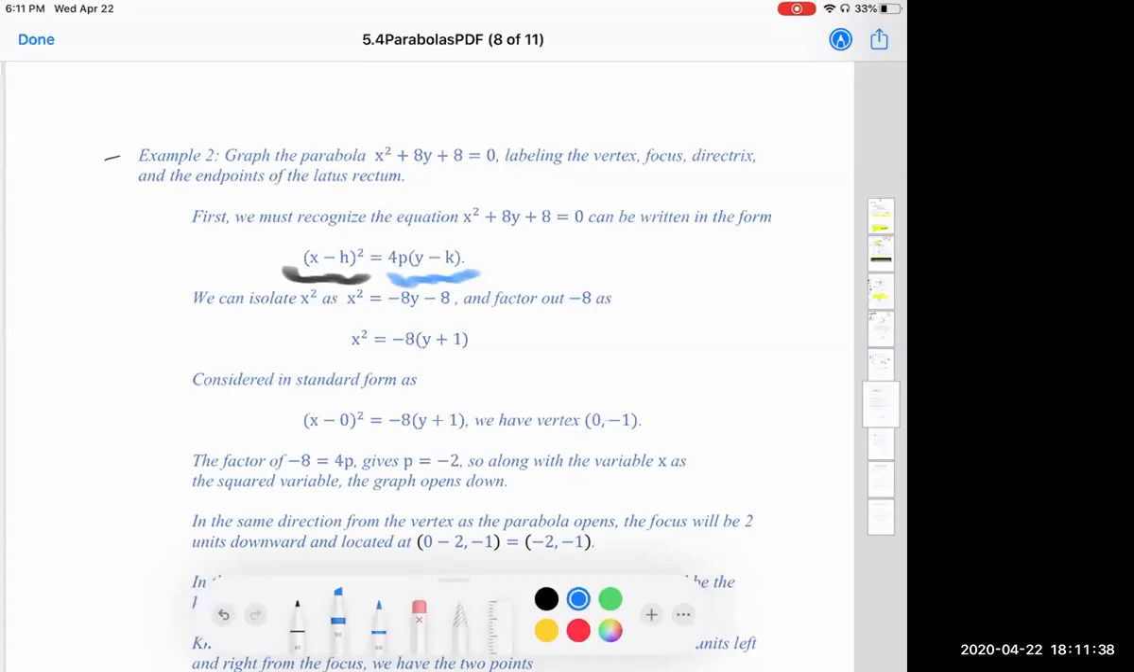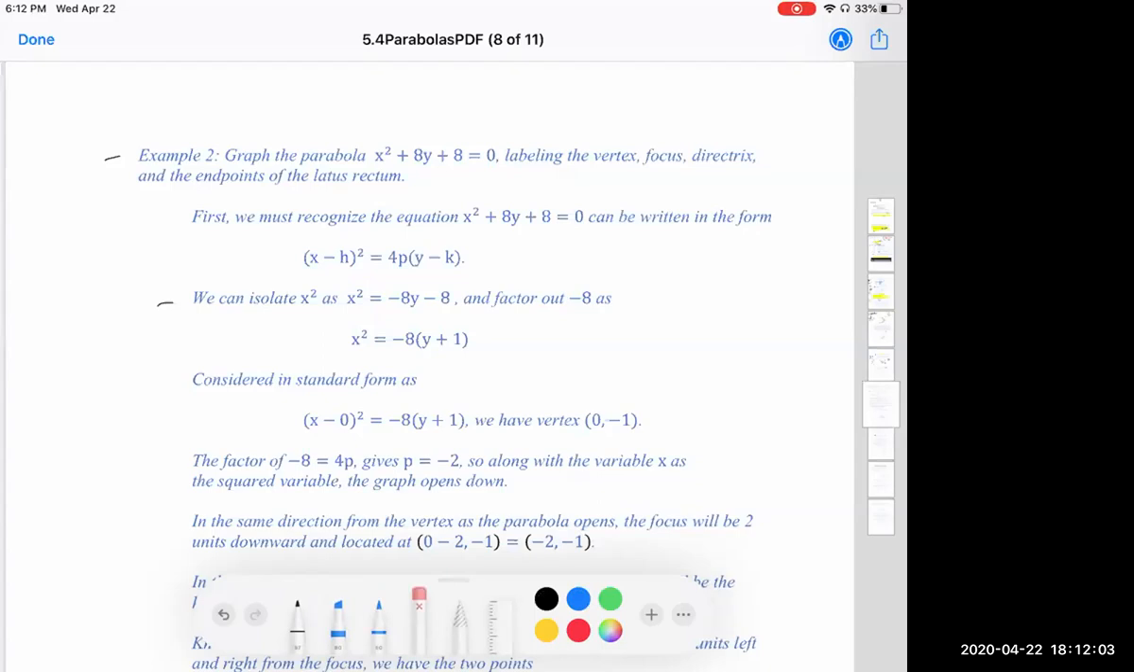So let's go ahead and move things around. So your text reads, we can isolate x squared as x squared is equal to negative 8y minus 8. So notice we only have our square and our variables that are attached to it on one side, and everything else is on the other side. If I had more x's, I would keep my x's together.